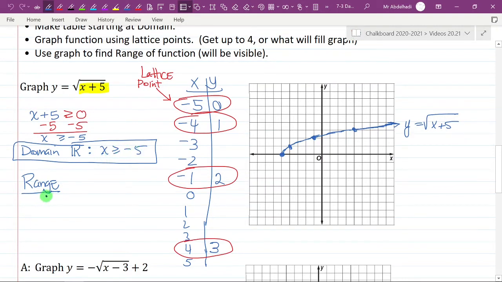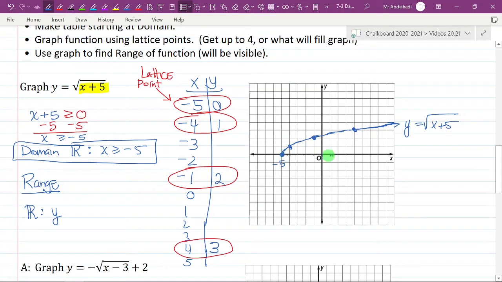The range does the same thing for the y's. So the range will be all real numbers such that y is doing something. So look at the function here. On the x's, this thing starts at -5 and goes to the greater than side. That's why the domain is x is greater than or equal to -5.